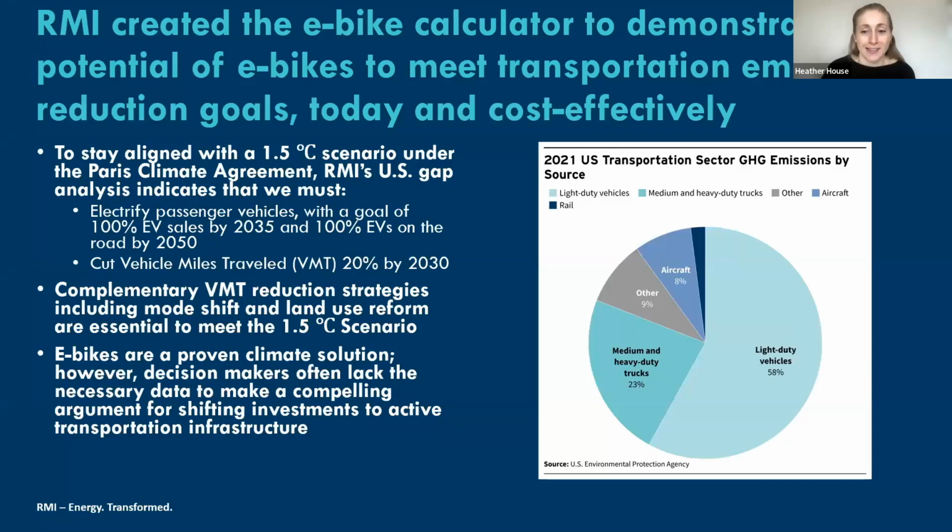So why did we create this e-bike impact assessment calculator? We really wanted to be able to demonstrate the potential of e-bikes to meet transportation emission reduction goals. We know that if we are going to stay aligned with the 1.5 degrees C scenario, we need to electrify everything, but we also need to cut vehicle miles traveled by 20% by 2030. We know that there are complementary VMT reduction strategies to get there. That includes mode shift and it includes land use reform. Both are going to be essential. We also know that e-bikes have been a proven climate solution. We've seen them growing in popularity. However, we also know that decision makers sometimes lack the data that you may need to make a compelling argument for shifting your investments to more active transportation infrastructure.